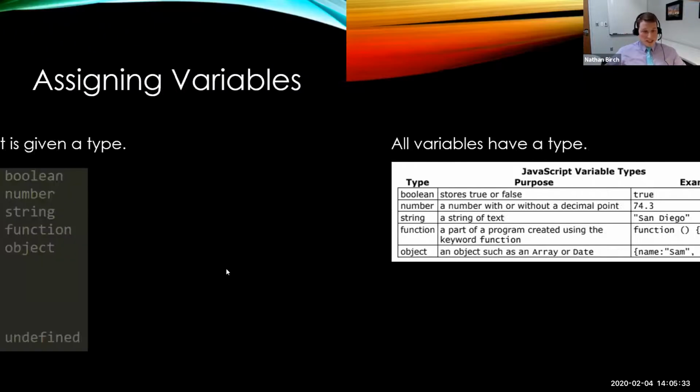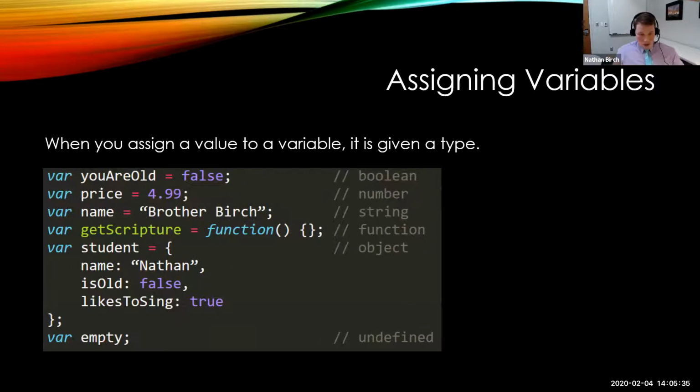If I was going to declare each one of these, let me just show you in code how that would look. I put some comments here on the side to show which one each one of these are. If I said var you are old equals false, I don't have to specify that it's a Boolean or anything like that. I'll use var, the same keyword for every single one of them. Depending on what I assign to that variable, JavaScript is just going to know what data type it is. So var you are old equals false, that's a Boolean.